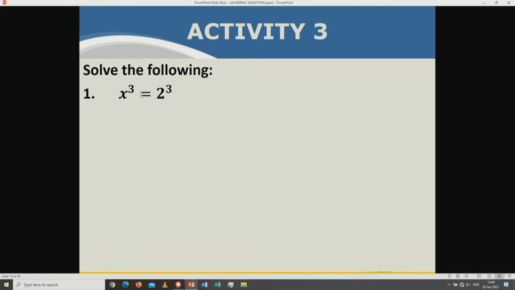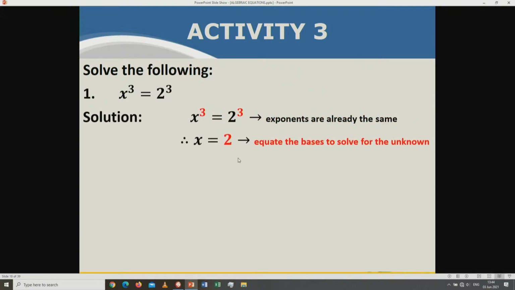But now we have to look at the exponents, whether they are even or odd, and in this case the exponents are odd. In this situation, as I explained earlier, we will have only one solution for the value of x. The exponents are already the same, therefore the value of x will be equal to 2. And again, if you take this value of x and substitute it in the original equation, you'll realize that the left-hand side is the same as the right-hand side.